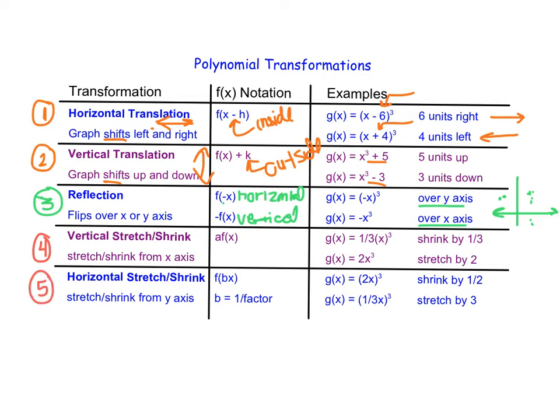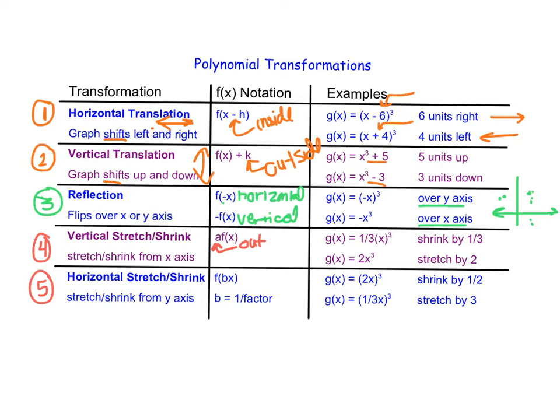Remember, these are the graphs that either shrink or stretch it vertically, which means we're going away from or getting closer to the x-axis, or stretch and shrink it horizontally, which means we're getting further away or closer to the y-axis. Now, a vertical stretch or shrink is going to happen here on the outside with this particular a value. So notice we're multiplying on the outside, hence why it is a vertical stretch or shrink.